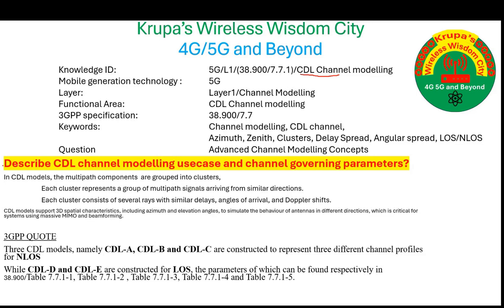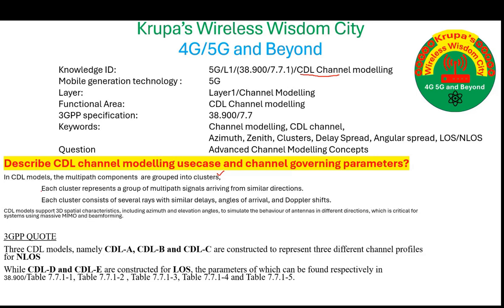So coming to the question today: describe CDL channel modeling use cases and the channel governing parameters. To begin with, in CDL models, multipath components are grouped into clusters. In telecom, we know that every signal is subjected to multipath arrival, so we call them multipath components. Let's say a transmitter has sent one signal, it hits multiple paths and reaches the receiver. They are grouped into multiple clusters.